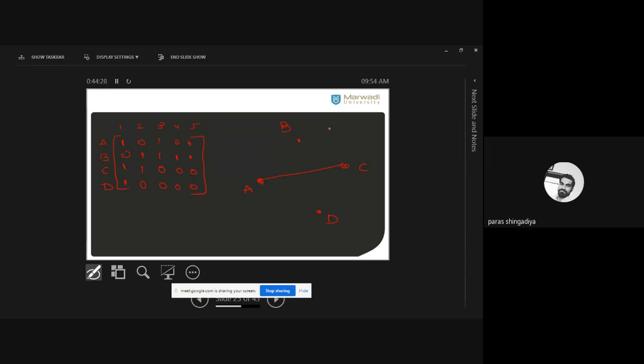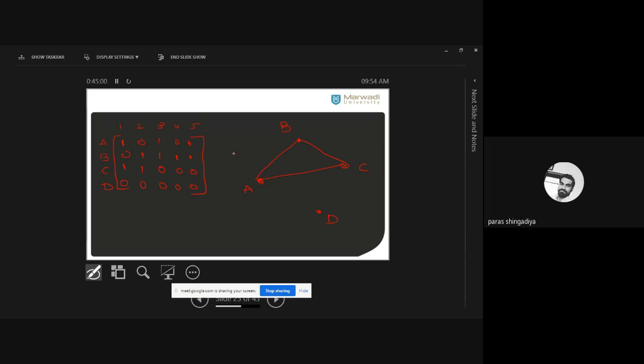If any column contains only one 1, for example, if I remove this 1 here, I consider 0 here, and now let's create the graph. The first is in between A and C, second in between B and C, third in between A and B. The fourth edge, in the fourth column there is only one 1. There is only one 1. So we cannot consider an open edge.